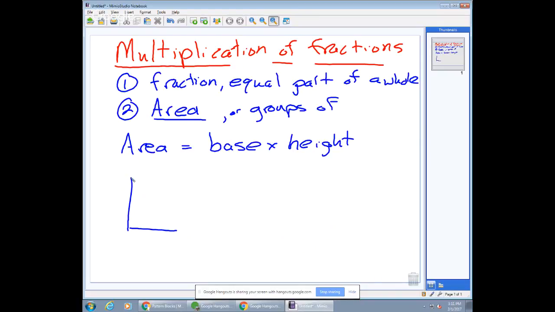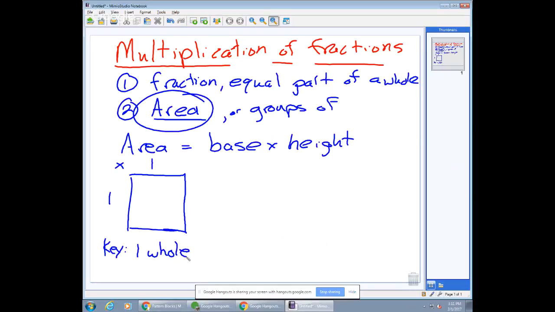So considering multiplication as an area, we need to see what a whole is with area. Well, a whole would be a region that measures 1 by 1. So this, as far as our key is concerned, is one whole. And then we can ask questions about it. For example, what's an area of 2/3 by, say, 1/2?